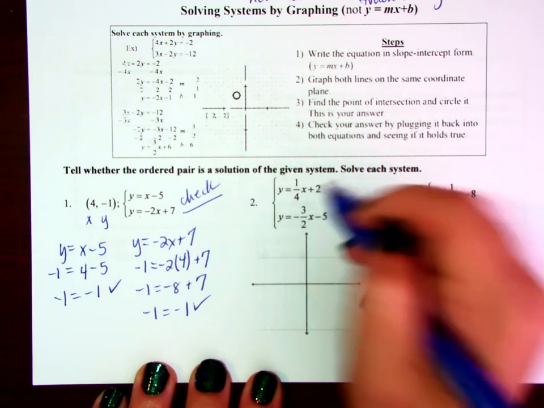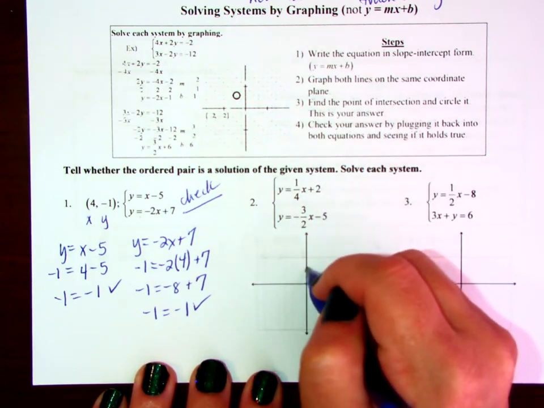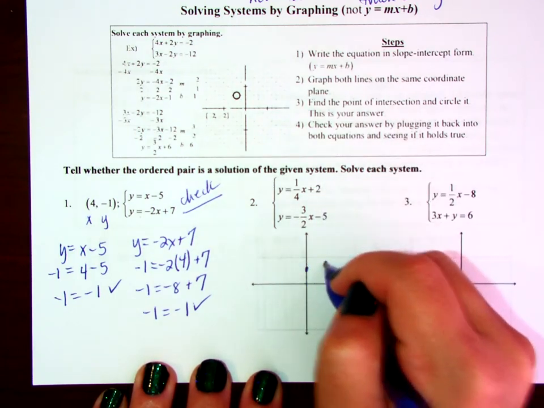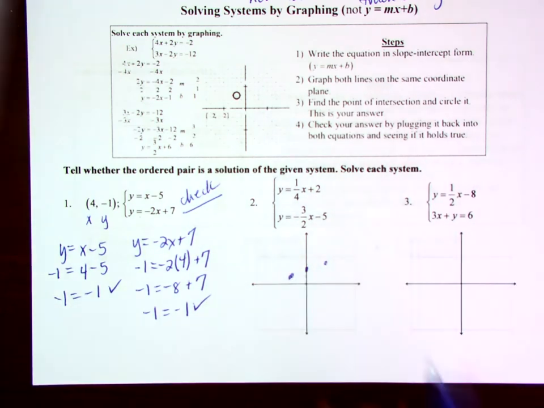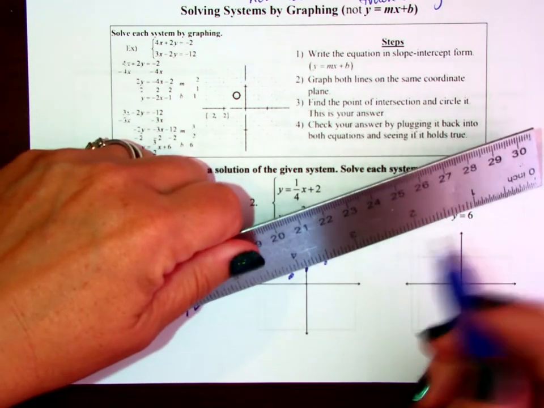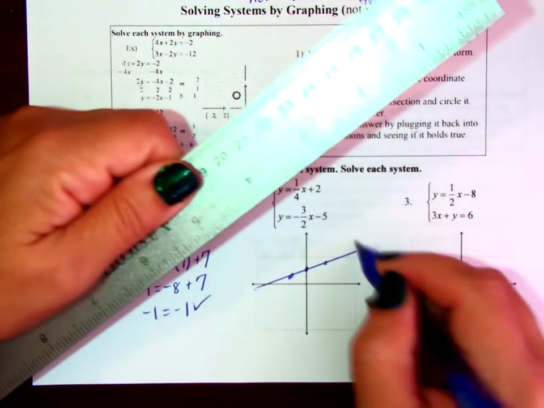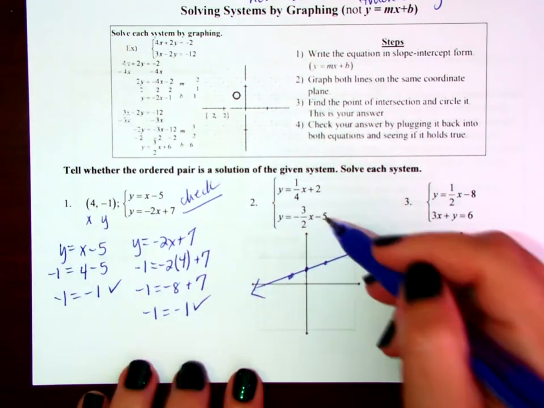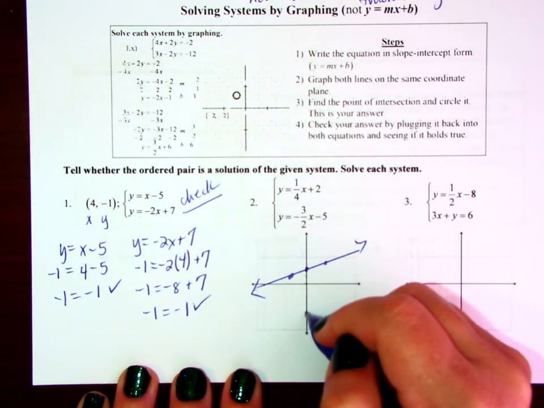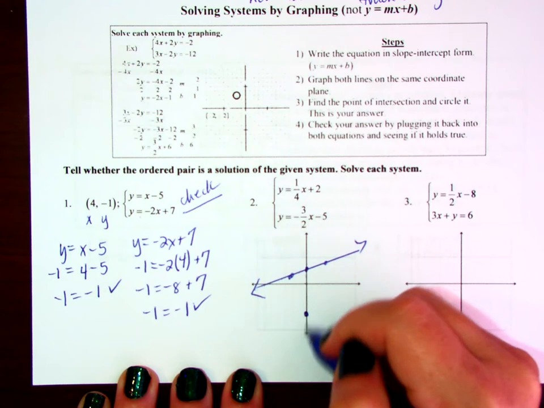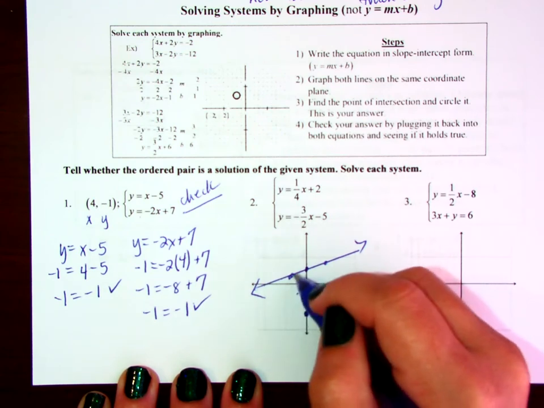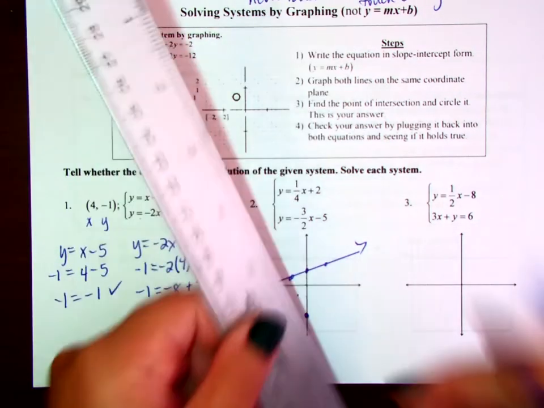So for this one right here, up 2, and then up 1 over 4 and down 1 back 4, you've got this nice shallow line of graphing your first line. Then your second line is down 5, and then down 3 over 2 or up 3 back 2. And you've got this nice line.